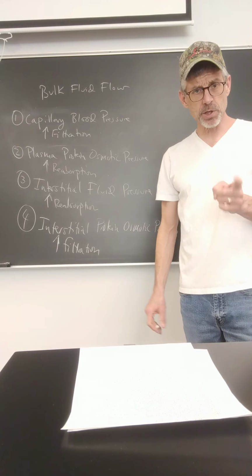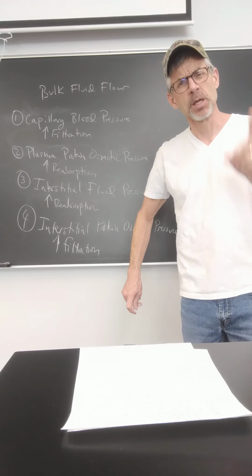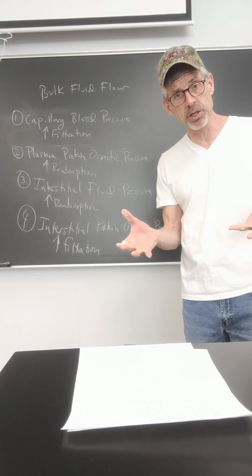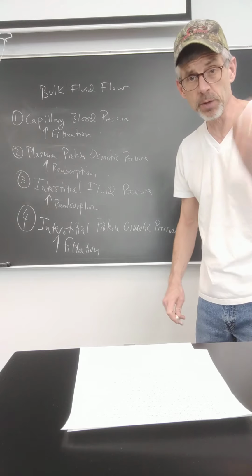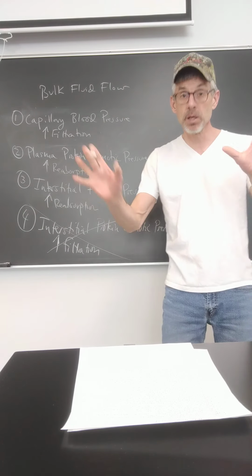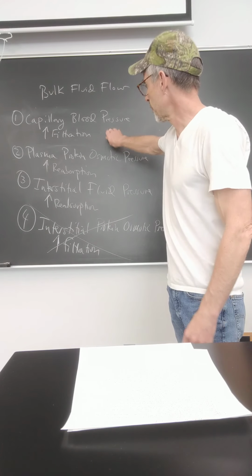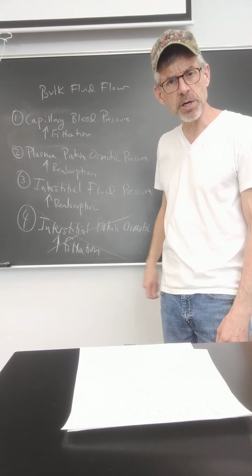In a healthy human circulation, factor number four is not even a player. In the healthy circulation, there are not large proteins accumulating in the interstitium, in the spaces between the capillaries. So really, we can cross that one right off in the healthy situation. So we're down to three factors: capillary blood pressure, plasma protein osmotic pressure, and interstitial fluid pressure.